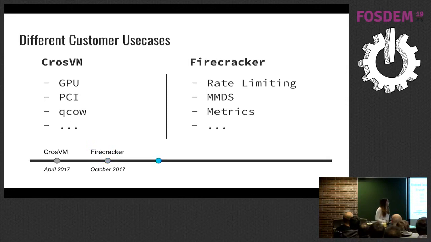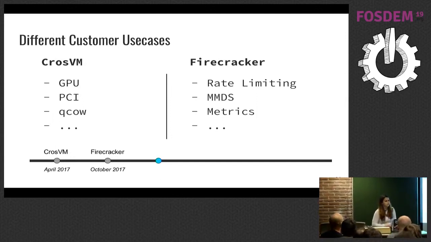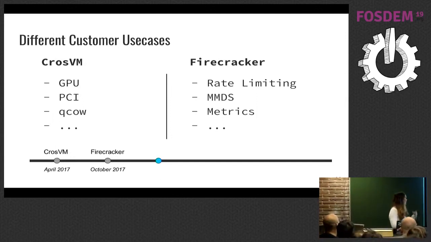Even if Firecracker was started as a fork of CrosVM, the projects almost instantly diverged, because they have really different customer use cases. CrosVM, as I said, is providing isolation for Linux applications in Chromium OS, which means that you could potentially run, for example, Photoshop on your Chromebook. And for running Photoshop, it would make a whole lot of difference to have features like GPU and PCI.